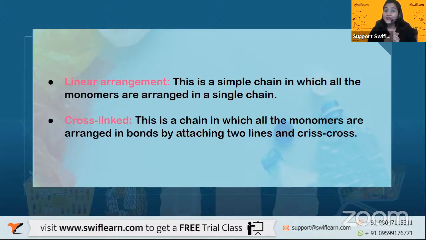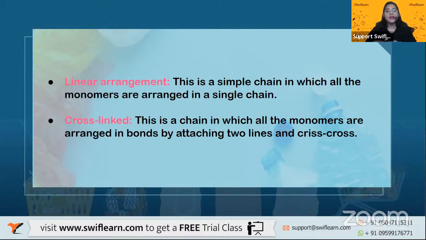First is the linear arrangement. It is a simple chain in which all the monomers are arranged in a single chain, side by side. I guess you already remember what a monomer is. Mono means one, mer means unit. So any single unit is called a monomer, and when different monomers combine with each other, they together form the polymer.